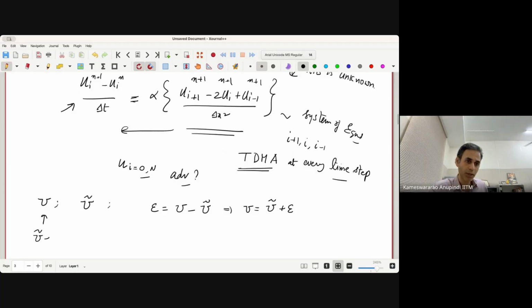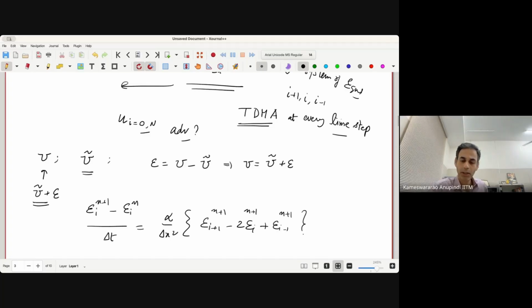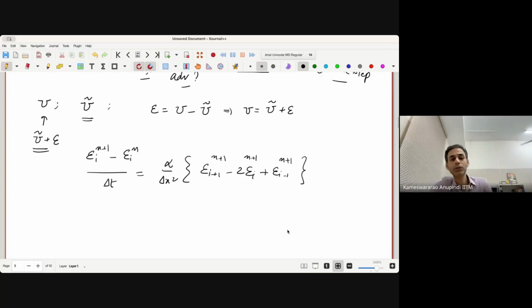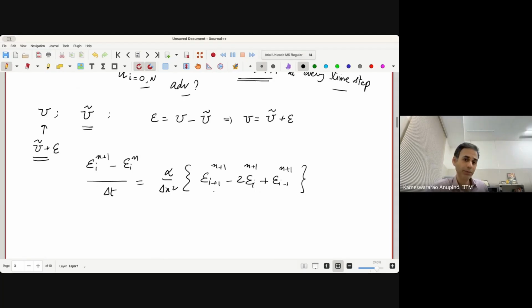In this equation, we're going to write it as U tilde plus epsilon, and then from this equation, we're going to subtract the equation for U tilde. That's going to give you a governing equation for error as (epsilon_i^(n+1) minus epsilon_i^n) divided by delta t equals alpha by delta x squared, times (epsilon_(i+1) minus 2 epsilon_i plus epsilon_(i-1)), all of them at n plus 1. Okay, so that's what you're going to get. So this is exactly like the governing equation. Only thing is that now we replaced u with epsilon. So this is the governing equation for the round-off error.